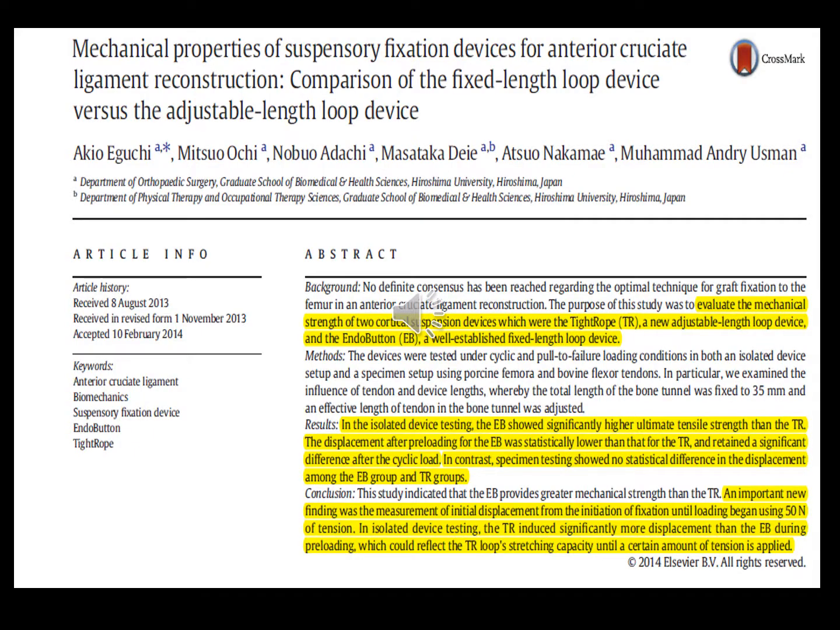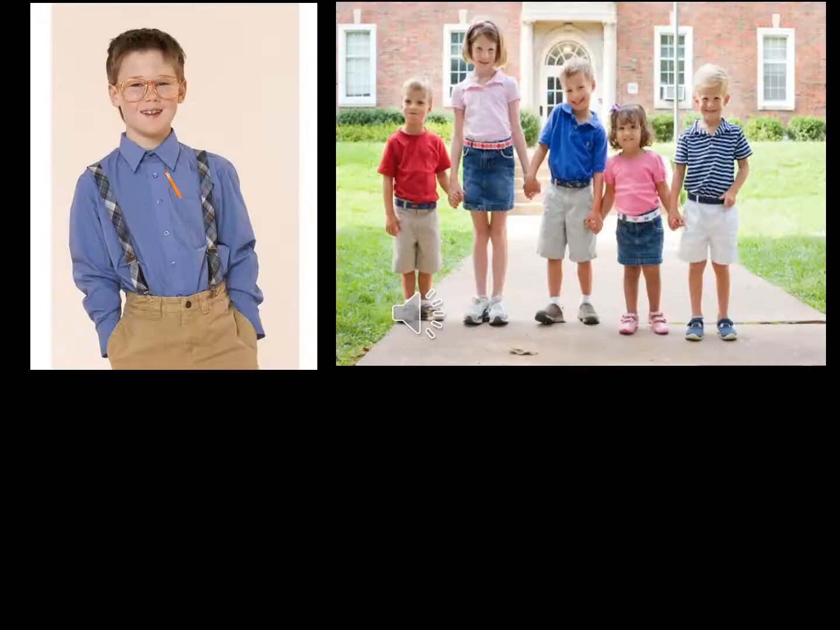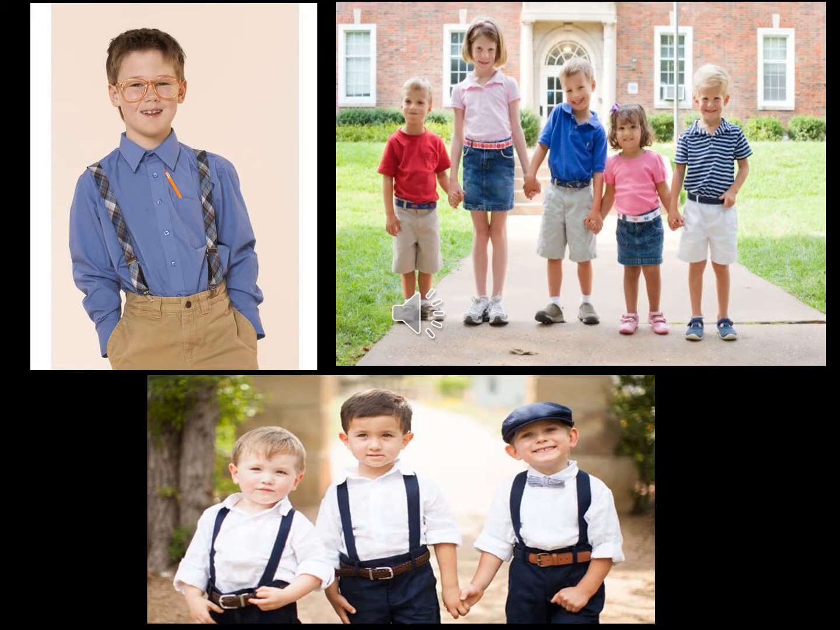This is an article published in the year 2014. It was a study done for the comparison of fixed length loop device versus the adjustable length loop device in ACL reconstruction, and the result shows that there is no statistical difference in the displacement among the EndoButton groups and the TightRope groups. The world is divided into suspenders, compressors using interference screws, and hybrid fixators. So clinical outcomes of various devices are comparable. Basically, one should do what works best in one's hand.